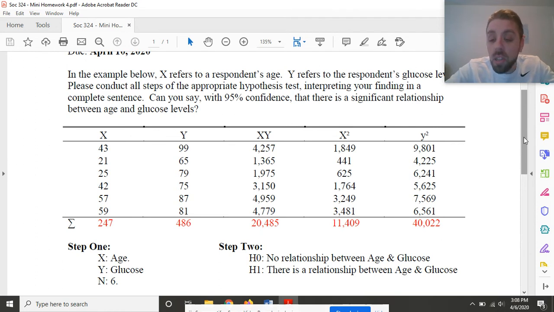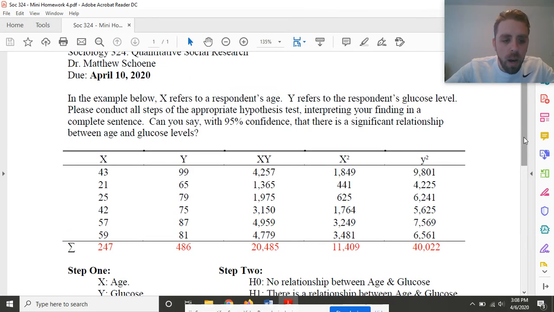The alternate hypothesis is conversely that there is a relationship between age and glucose, that age does have an influence on the values of Y, in this case, corresponding to a respondent's glucose level. Nothing too crazy so far.